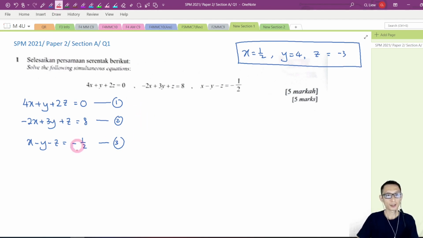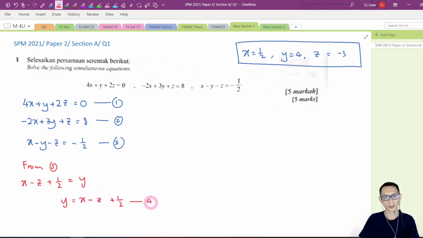Now let's look at the third equation first. From 3, I'm going to rearrange all these terms. So I bring the negative y to the other side. So it becomes x minus z, plus 1 over 2 is equal to y. Okay, y is equal to x minus z plus 1 over 2. Okay, let this one be the fourth equation.